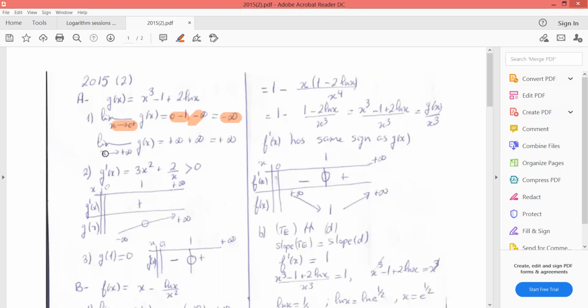Second limit as x tends to plus infinity of g(x). We replace x by plus infinity. Plus infinity cubed is plus infinity, minus 1. ln infinity is infinity, times 2 is infinity. Infinity plus infinity is plus infinity. It is not indeterminate.